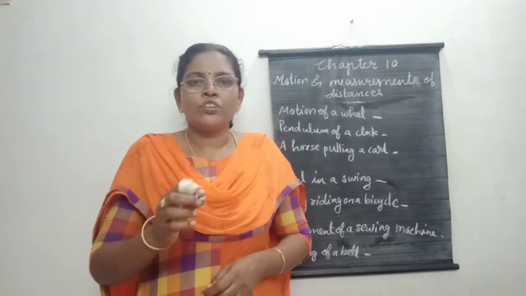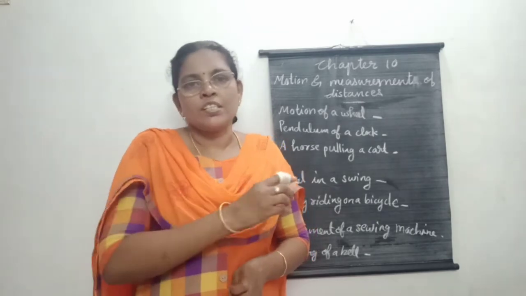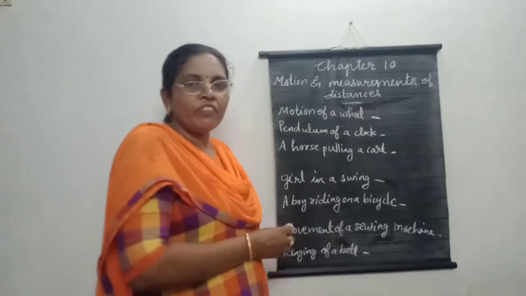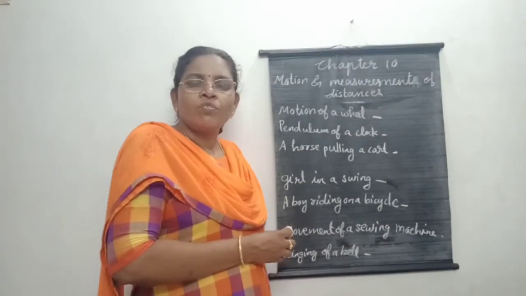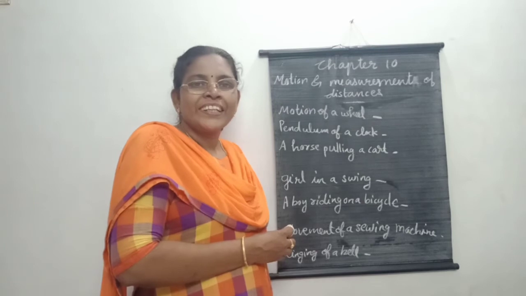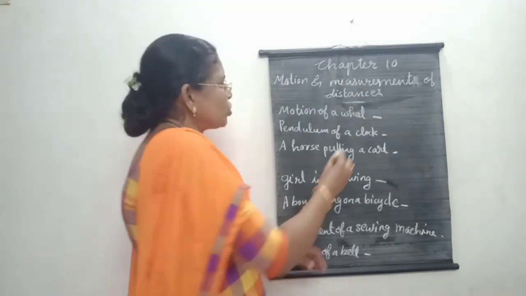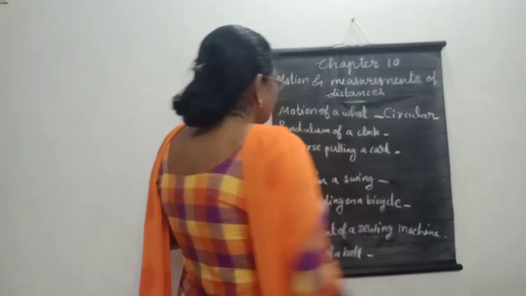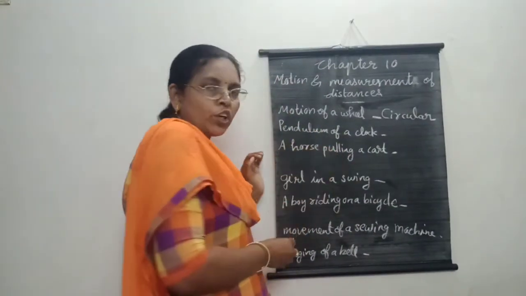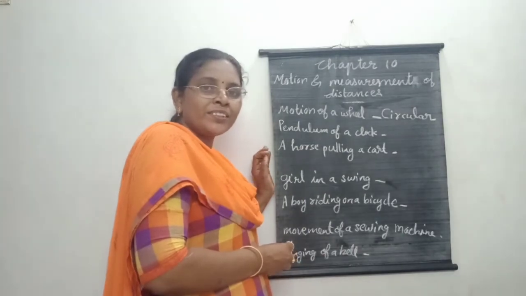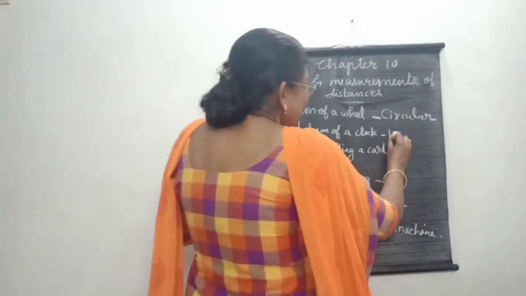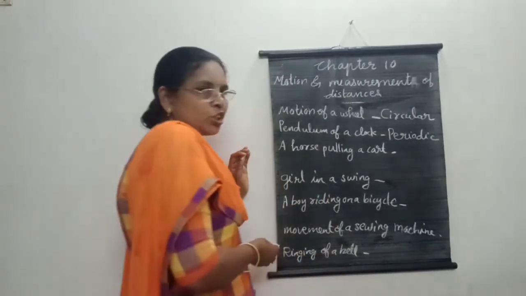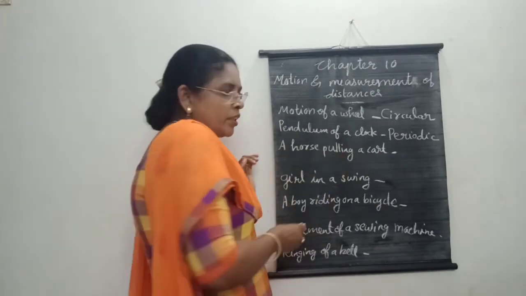Which kind of motion is going on here? Okay, first one, motion of a wheel. What kind of motion? Yes, circular motion. Then second one, pendulum of a clock. What kind of motion? Yes, periodic motion. Very good. Then a horse pulling a cart.